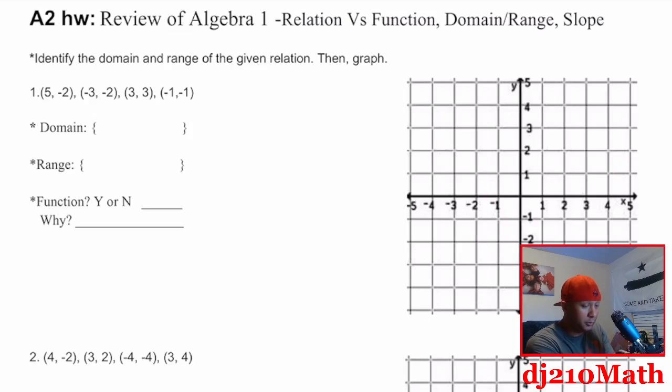All right, A2 homework. Let's get it. Review of Algebra 1. So we're looking at relation versus function, domain, range, and slope, basically.